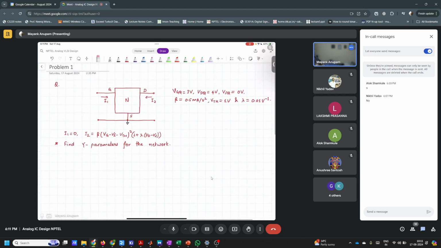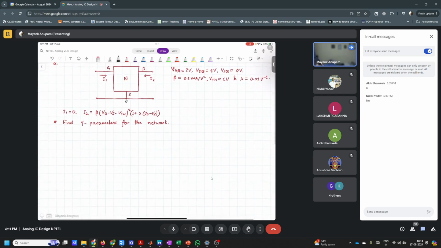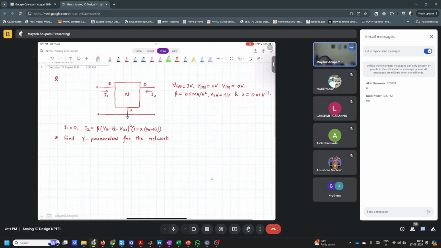Fine. So what do we have here? We have a network here. We have defined the three nodes of this network, which are named gate, drain and source: G, D, and S. We have named them in this manner.